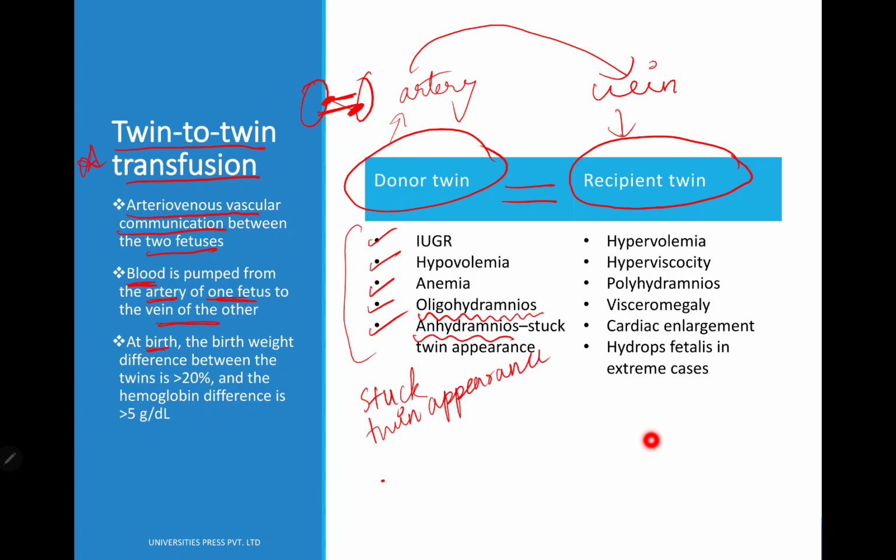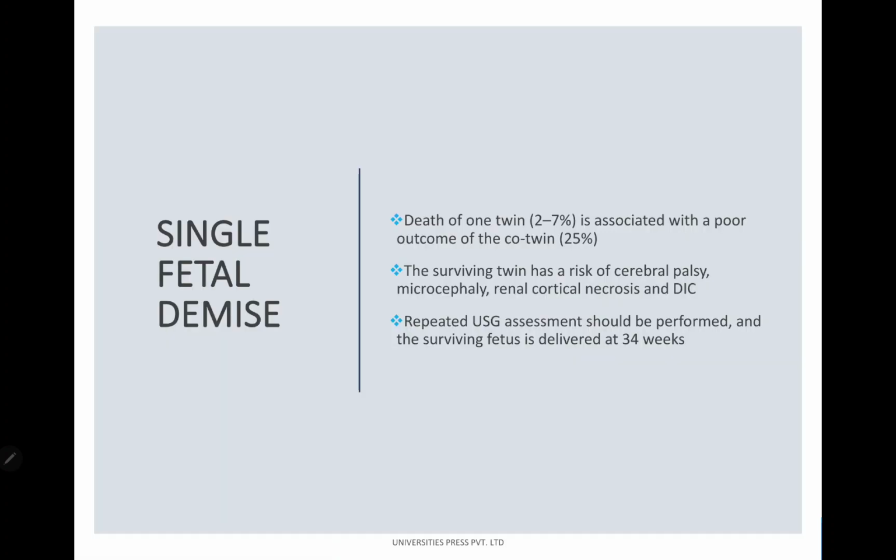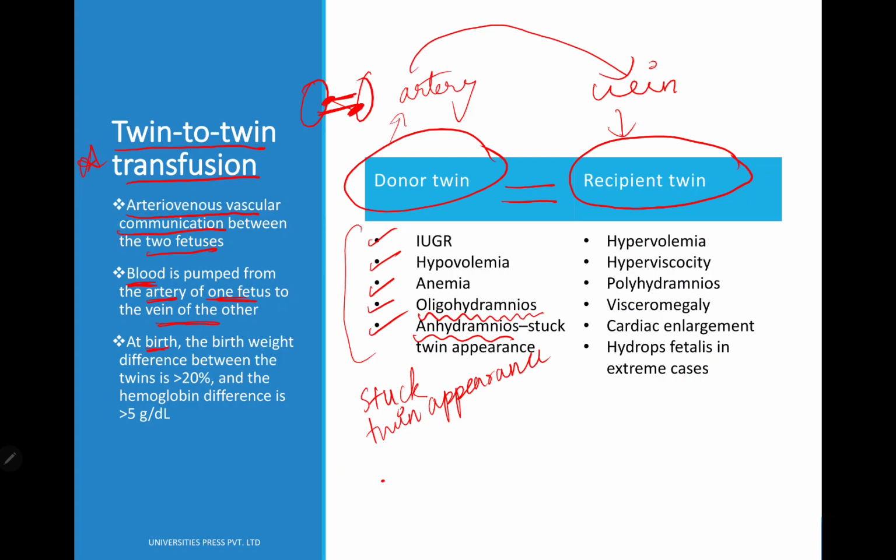Now moving on to the recipient twin. What will be the manifestation seen in the recipient twin? There will be exactly the opposite ones. Here, hypovolemia for the donor twin; in the recipient it is hypervolemia, hyperviscosity. All will be like hyper and poly. Hypervolemia, hyperviscosity, polyhydramnios, visceromegaly, cardiac enlargement, hydrops fetalis in extreme cases.